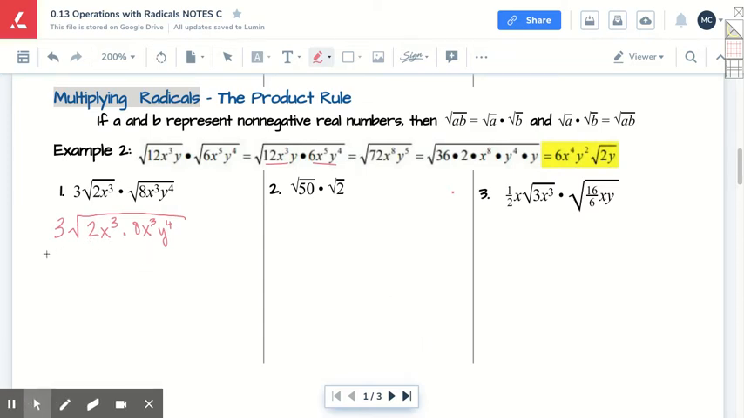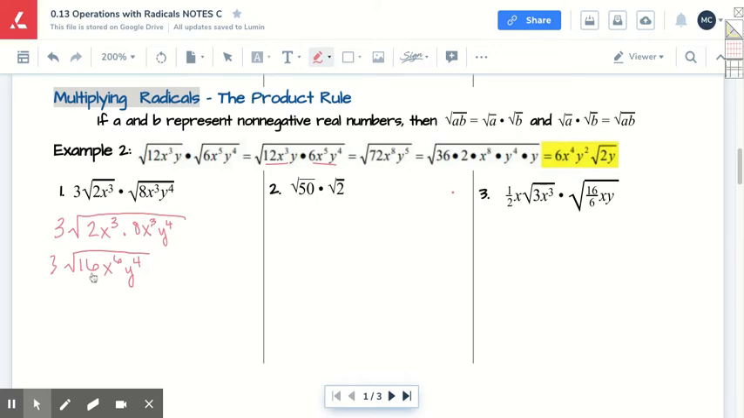Okay, so now I could perform this multiplication inside the radical. So I'm just multiplying the coefficients of each of those factors together. So 2 times 8 is 16. And then I can put together my x's. X cubed and x cubed would be x to the sixth. And then there's only one y factor in there, so there's nothing I need to do to combine that. That'll just be y to the fourth.